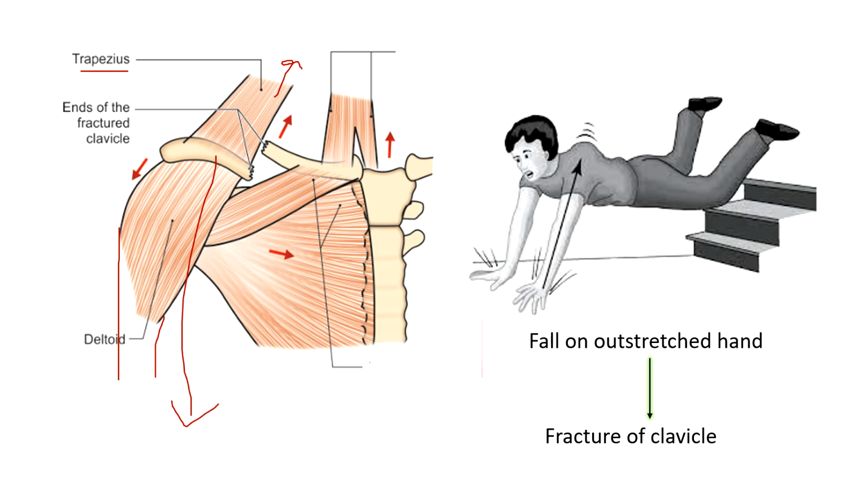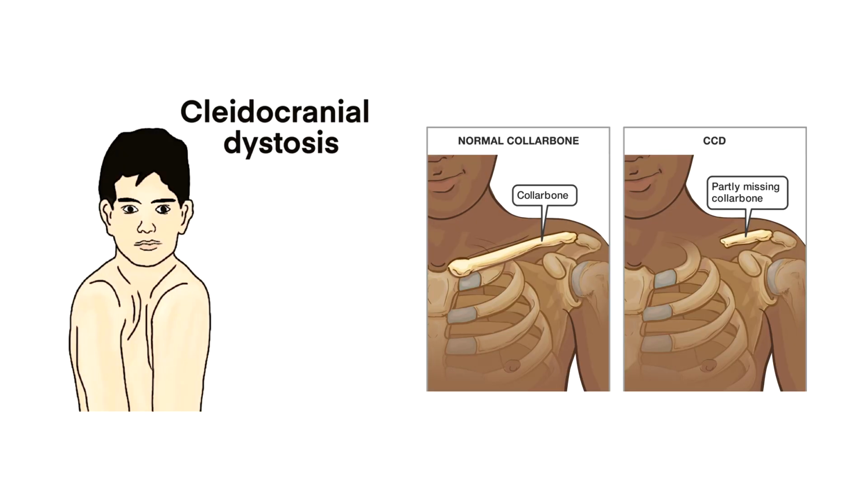Okay. Second clinical point which you need to know is cleidocranial dysostosis. You can see in this image the person has drooping shoulders, and the person can bring the shoulders in front of their chest. The shoulders can be approximated anteriorly.